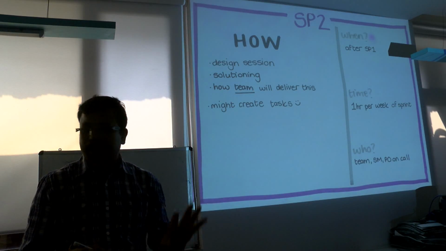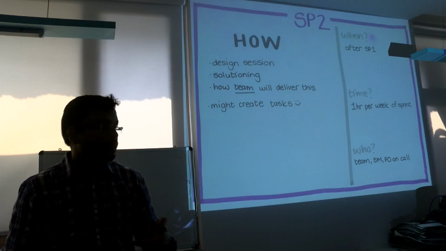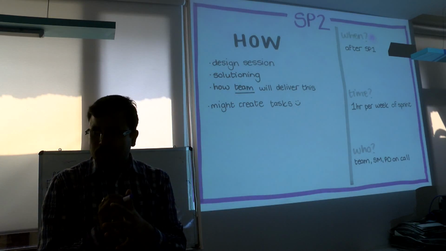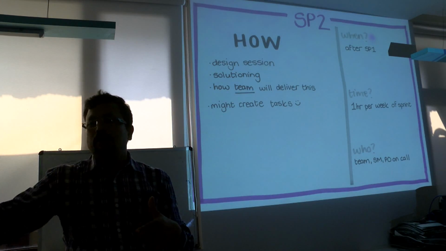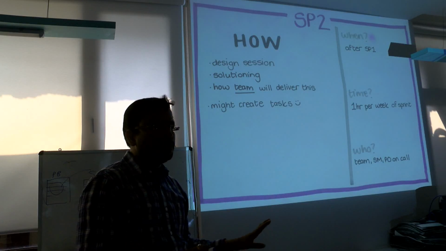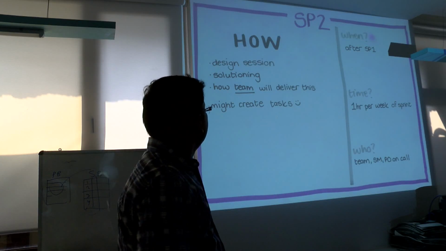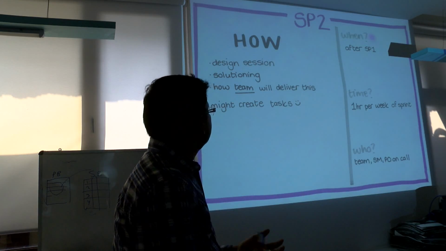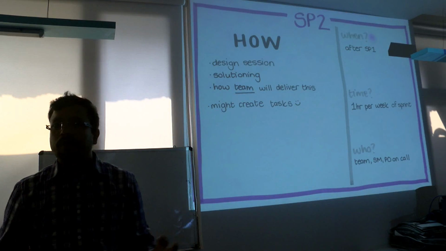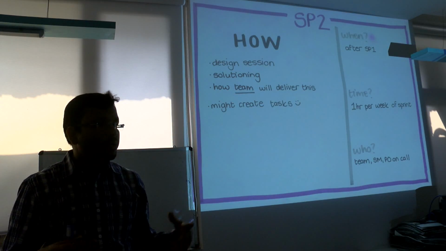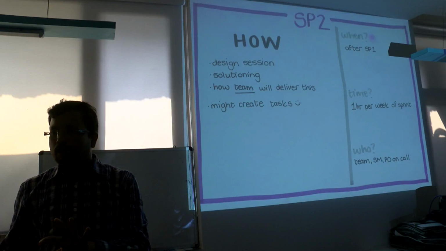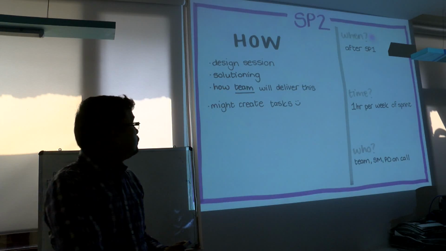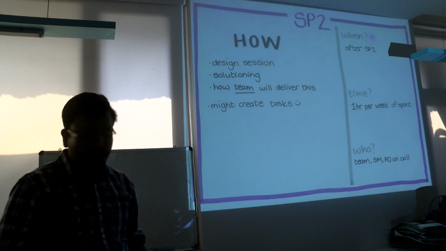Sprint planning 2 is the same day, same timing. Just after sprint planning 1 happened, the product owner will not be there, and the team will start. How will the team deliver this? Again, within the team, they will think about how we will deliver. Do we require something extra, something more? So you have to discuss with the Scrum Master. Might create tasks, maybe possible.